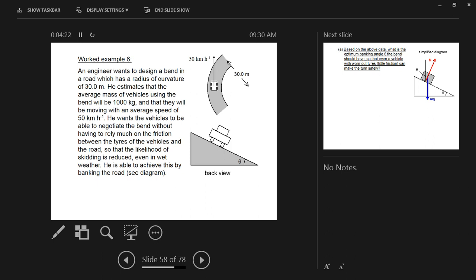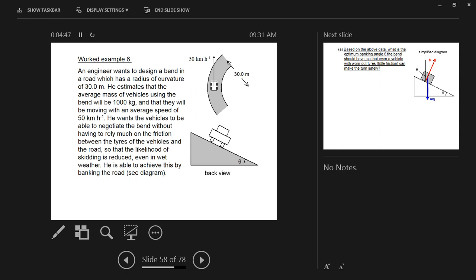So he wants the vehicle to be able to negotiate the bend without having to rely much on friction between the tires on the vehicles as well as the road. So you can take the friction to be negligible here. And what he wants to do is to reduce the likelihood of skidding, even in wet weather. So how did he do it? He achieved it by banking.